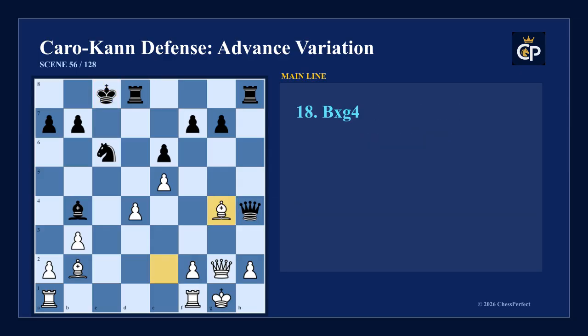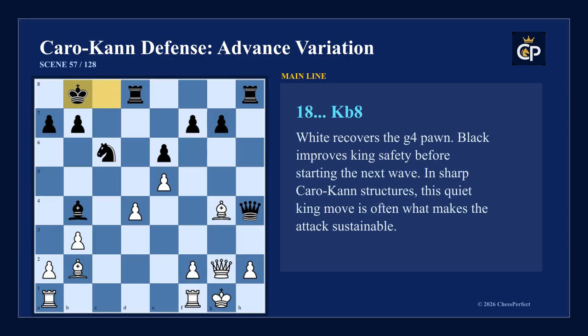Bishop takes g4. King b8. White recovers the g4 pawn. Black improves king safety before starting the next wave. In sharp Caro-Kann structures, this quiet king move is often what makes the attack sustainable.